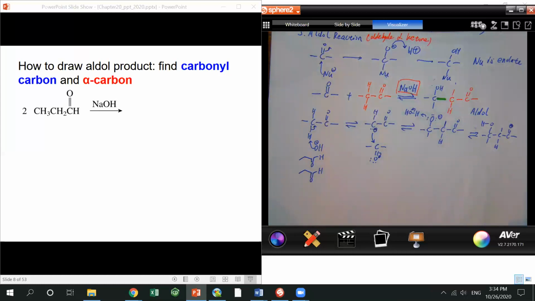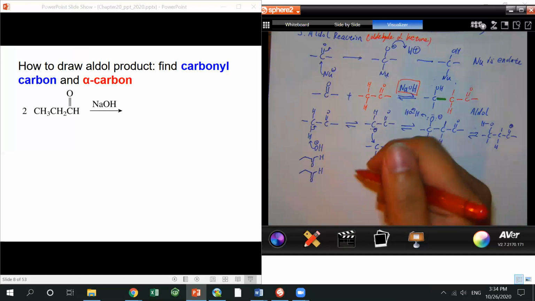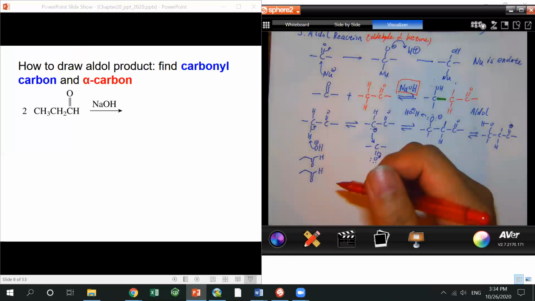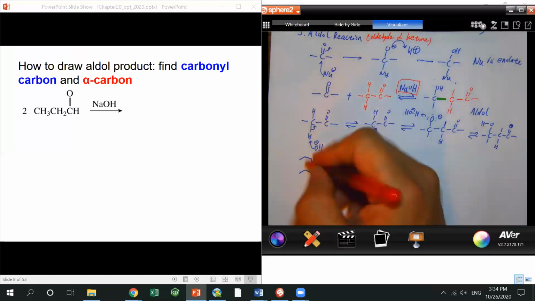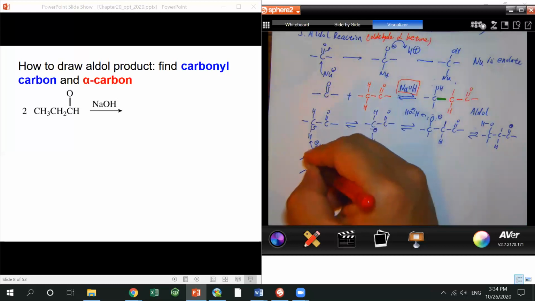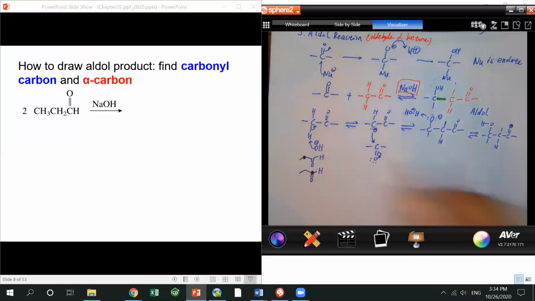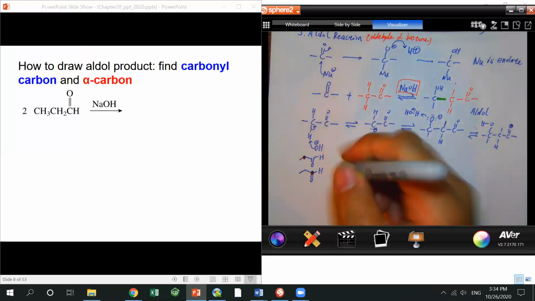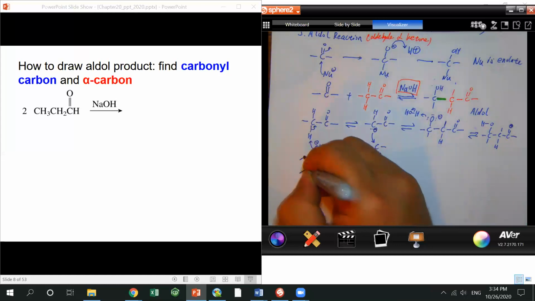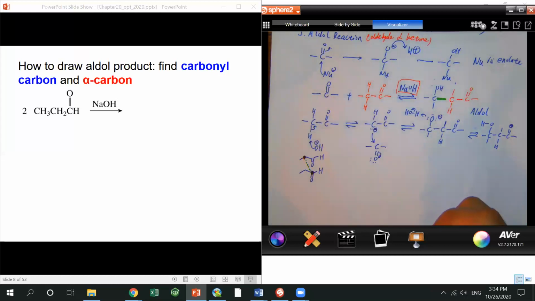Then you need to quickly identify what bond builds up between them. First, find the alpha carbon from one aldehyde, and then find the carbonyl from another aldehyde. For example, the top one is your alpha carbon, and in the other one you find the carbonyl. So you need to build a bond between these two. So that's here.